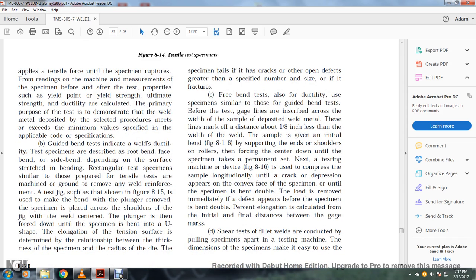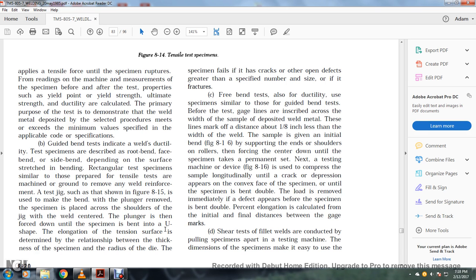Guided bend tests include welding ductility testing. Specimens are described as root bend, face bend, or side bend, depending on the surface of the stretch and bend. The rectangular test specimens, similar to those prepared for the tensile test, are machined and ground to remove any weld reinforcement. The test jig shown in figure 8.15 is used to make this bend with the plunger removed. The specimen is placed across the shoulder of the jig with the weld at the center, and the plunger is then forced down until the specimen is bent into a U shape.